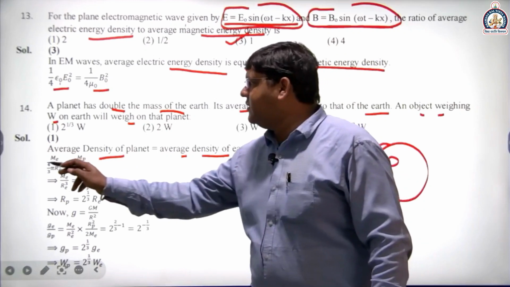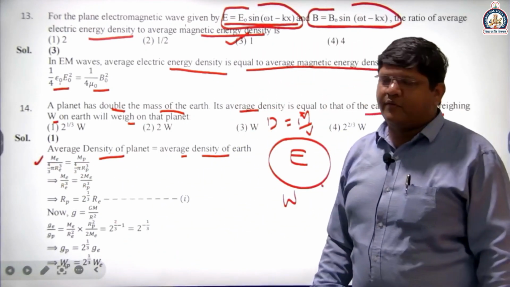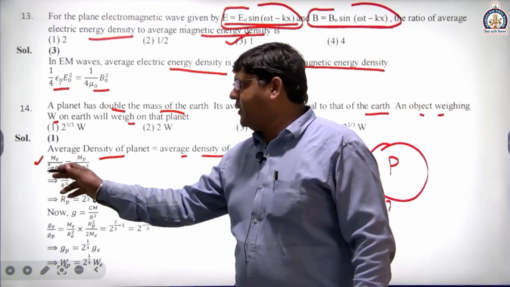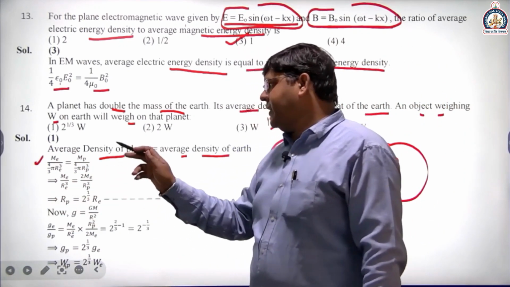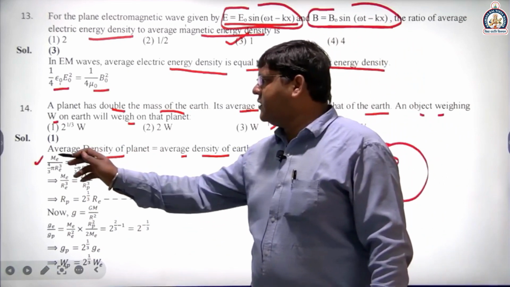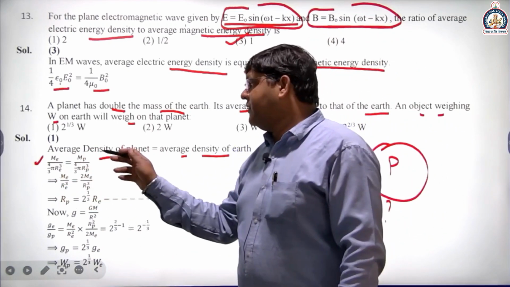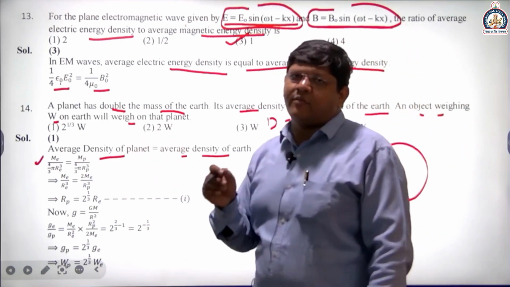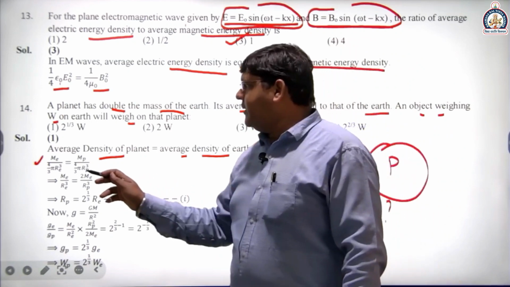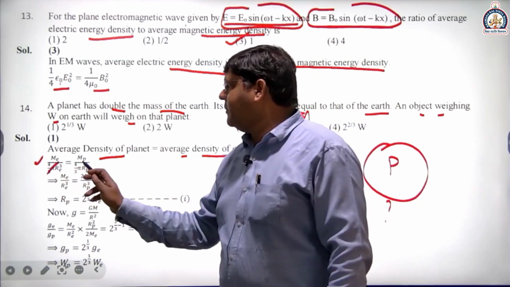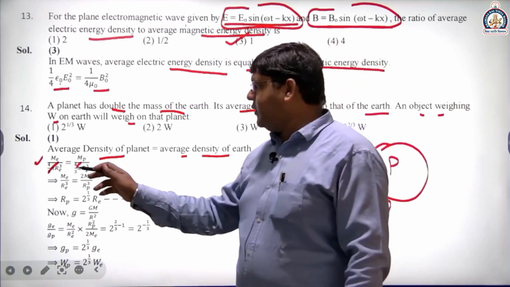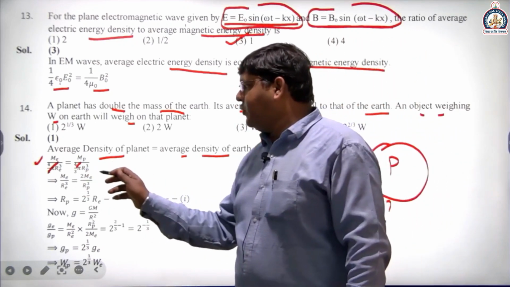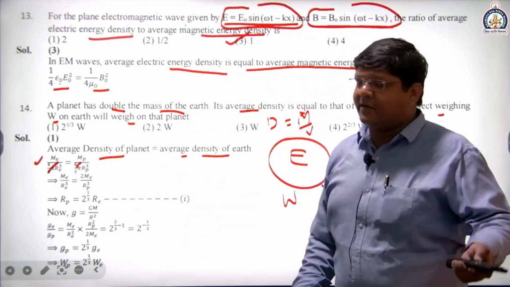So the mass of the Earth is Me upon the volume. The volume for a spherical object is 4 by 3 pi r cube. So here we are putting the parameters for Earth and here we are putting the parameters for planet. Mass of Earth upon volume of Earth, mass of planet upon volume of planet. For Earth we are using E and for planet we are using P. So we can see 4 by 3 pi and 4 by 3 pi cancel out. We get Me upon Re cube is equal to 2Me upon Rp cube. Why have we put 2 here? Because according to the question, the planet has double the mass of the Earth.